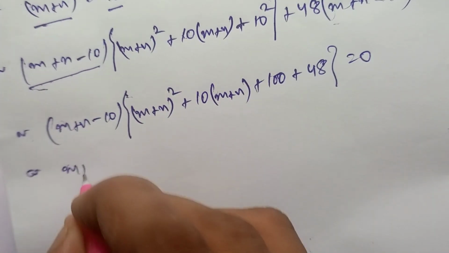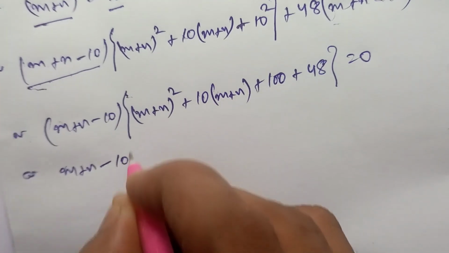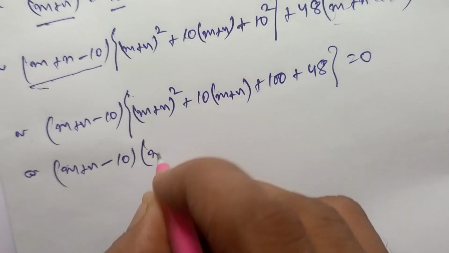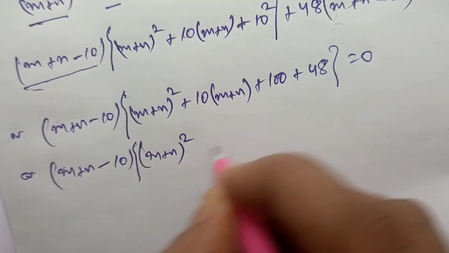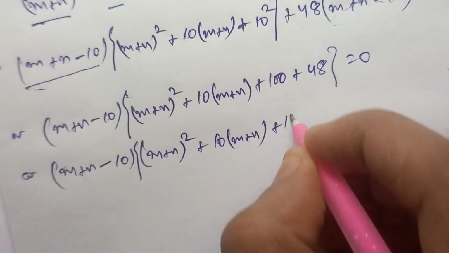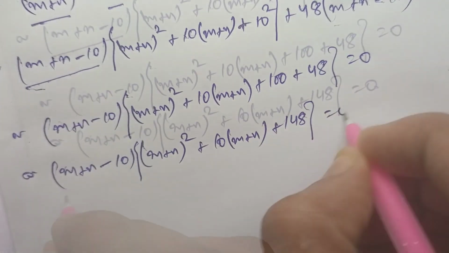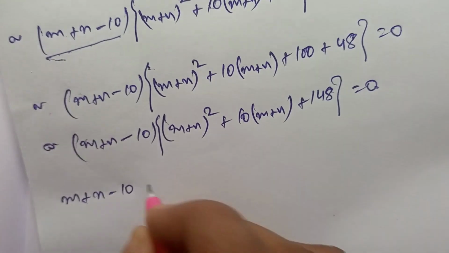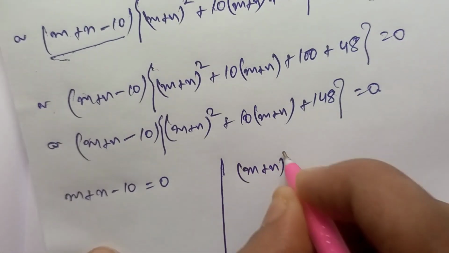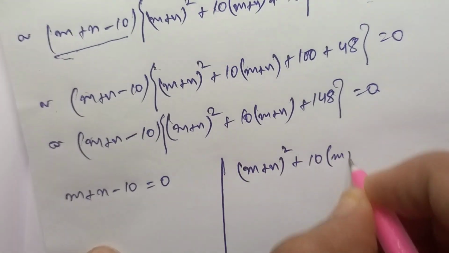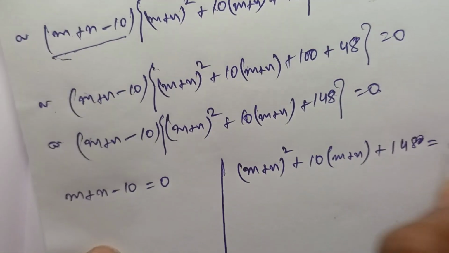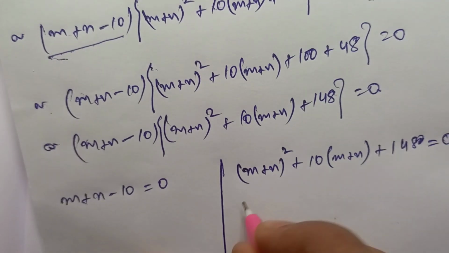Now this will be (m+n minus 10). Okay, this is the first term, and the second term is (m+n) whole square plus 10(m+n), and we can add 100 plus 48, so the result is 148, equal to 0. Now we have two terms whose product is 0, so we can write the first term equal to 0 and the second term also equal to 0. We have two equations: m+n minus 10 equal to 0, and the second equation is (m+n) whole square plus 10(m+n) plus 148 equal to 0.